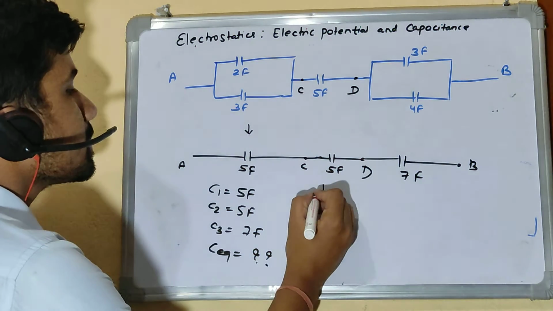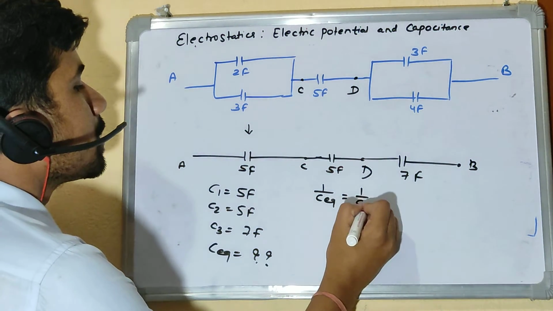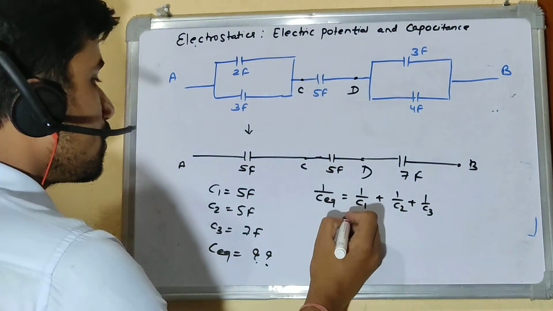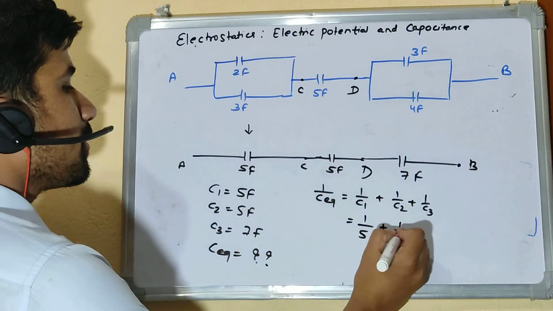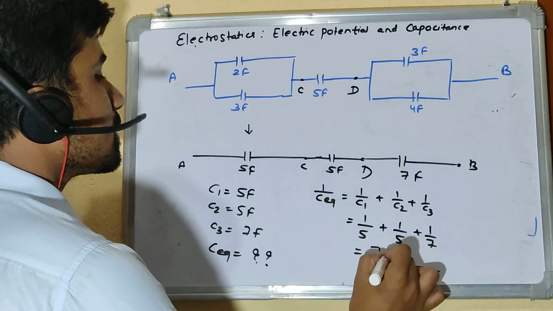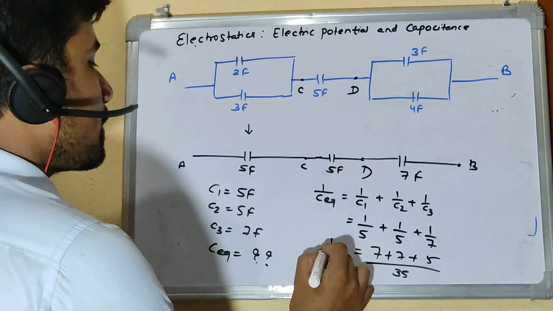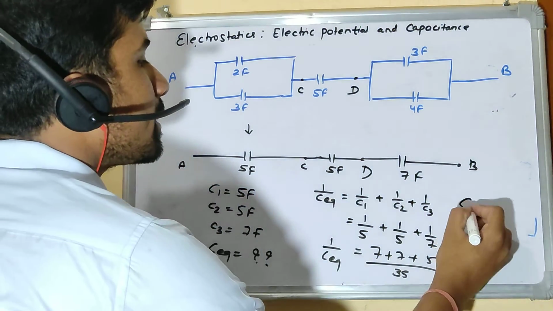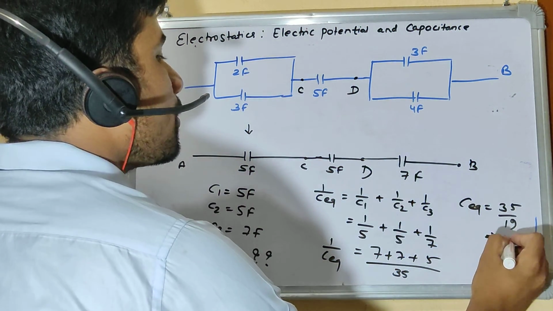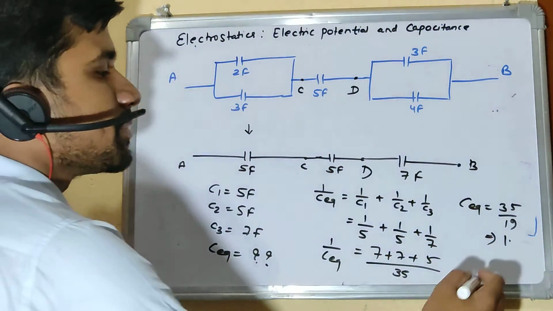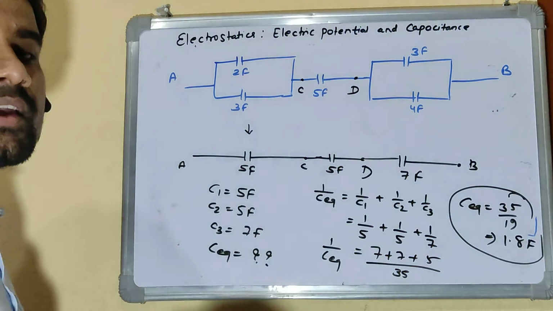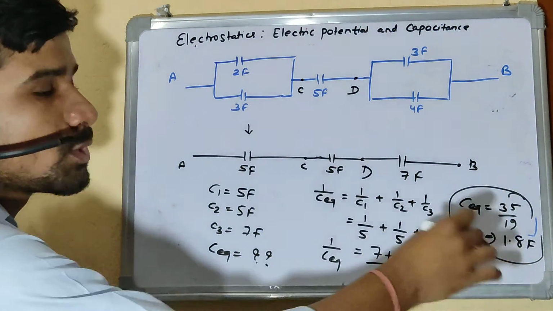You know the formula for series is 1 by C equivalent equals 1 by C1 plus 1 by C2 plus 1 by C3, right? So it will be 1 by 5 plus 1 by 5 plus 1 by 7. If I take the LCM, which is 35, this is 7, this is 7, this is 5, so 1 by C equivalent is 19 by 35. So C equivalent is 35 by 19, which is something like 1 point something, I can say 1.8 farad maybe. So this is the net capacitance of this whole system, which is 1.8 farad, right?